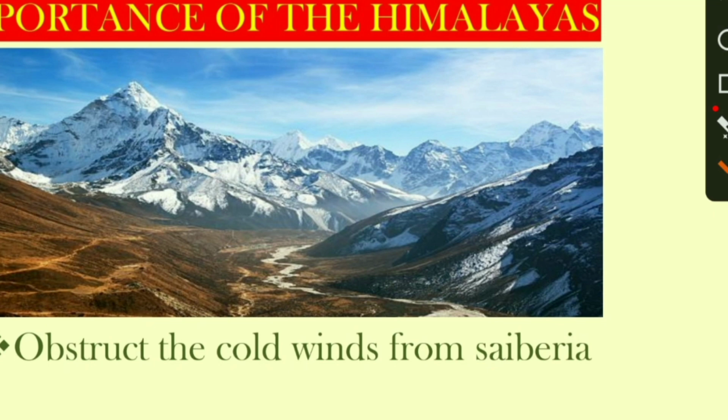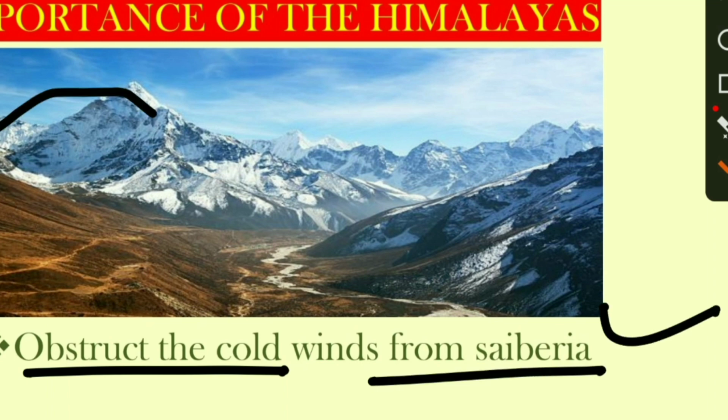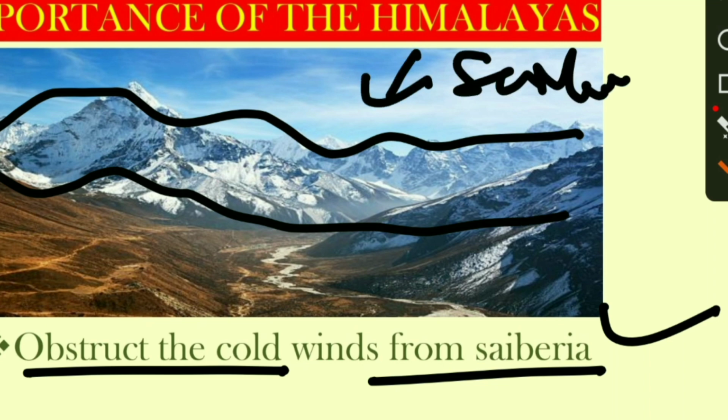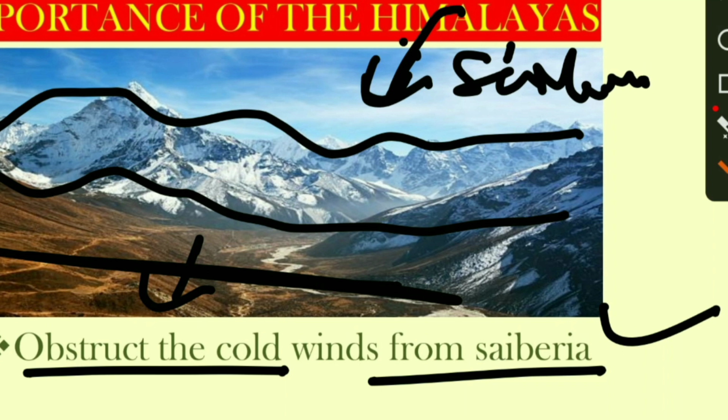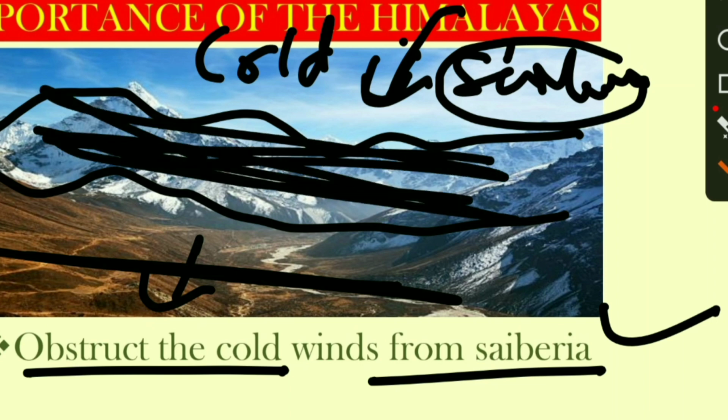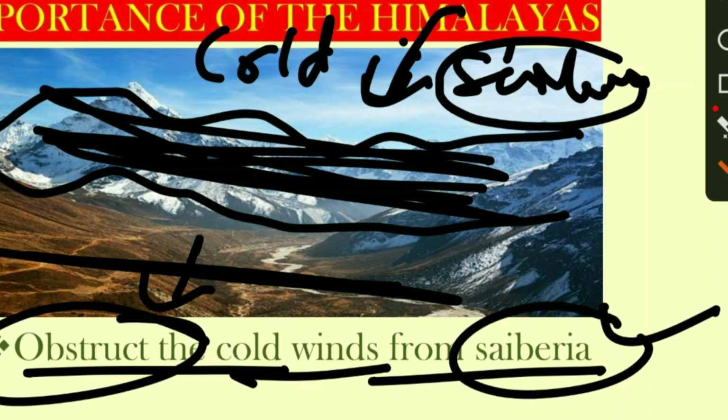And they obstruct the cold winds from the Siberian region to India. From this side, Siberia is there, and we Indians are living this side. Many cold winds will be flowing here. This natural wall-like structure obstructs the cold winds from Siberia. This is the first and the most important role of the Himalayan region.